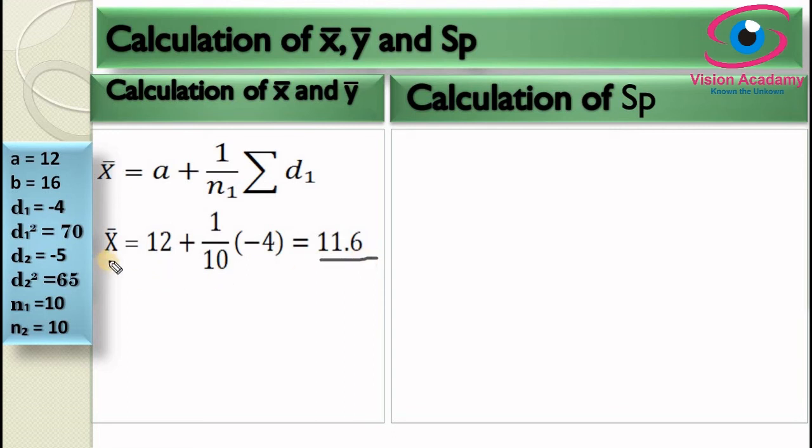The sample mean of the first population is 11.6. So this is after applying the formula. I have simplified that formula.